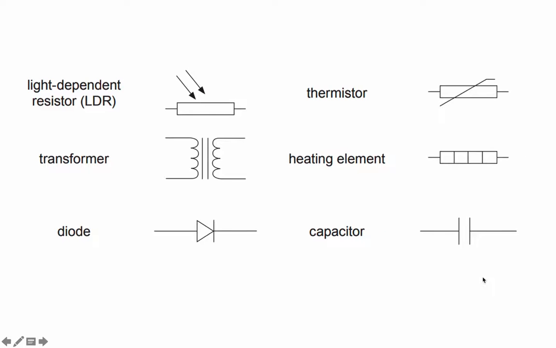Okay. This is a light-dependent resistor. That's all I know about that, right? Thermistor, this is temperature sensitive, right? A transformer, we'll look at these things, right? And they actually look like that. This is like an iron core. A heating element.